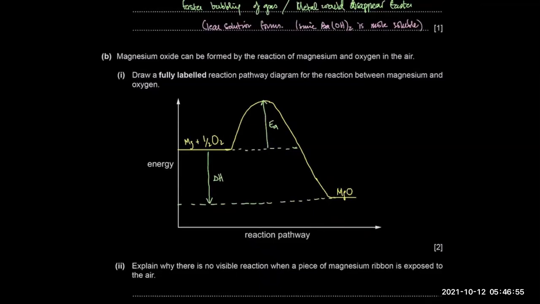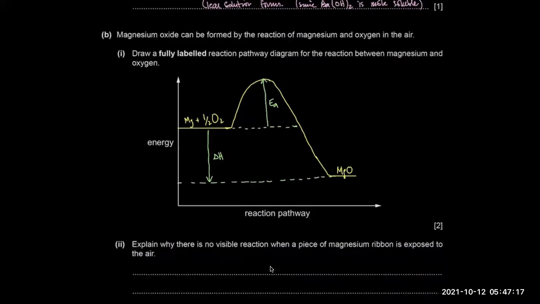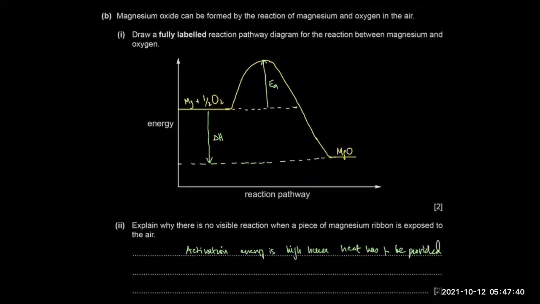Explain why there is no visible reaction when a piece of magnesium is just exposed to the air. So why don't we have any reaction if magnesium is lying around in air? Why do I need to provide a spark? Yes, activation energy is needed, right? So we can say that activation energy is high, hence heat has to be provided.